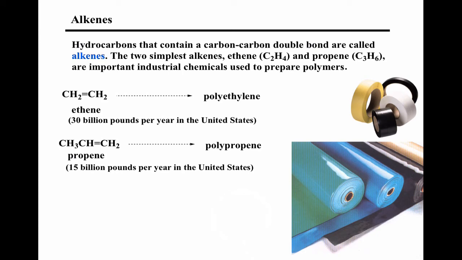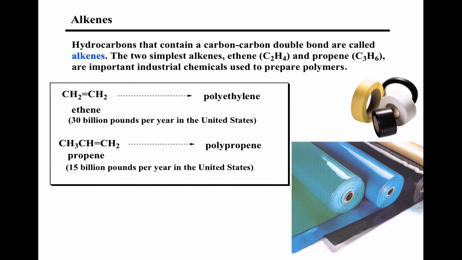Propene is actually polymerized to make what's known as polypropene or polypropylene. 15 billion pounds per year in the United States. Polypropylene is used to make other materials. AstroTurf, for example. Okay?